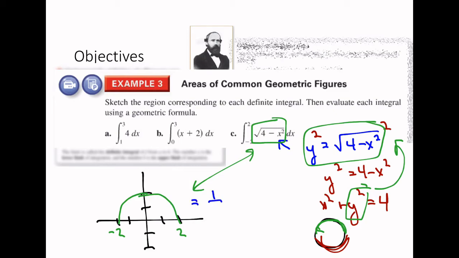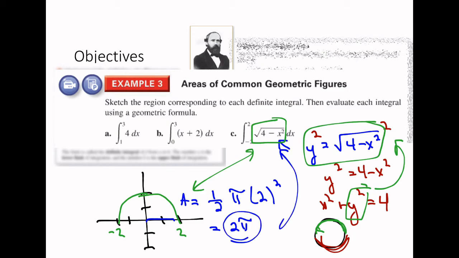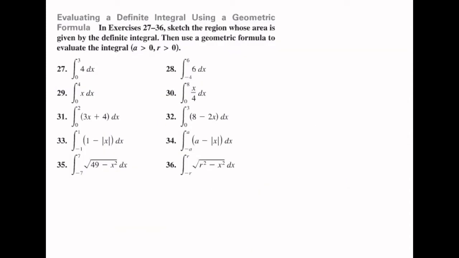Those are the only possibilities you'll have right now, because here you could say that area is 1/2, because it's a half of a circle, times pi r squared, because the radius of this circle is 2. So that's 4 pi, and that's a half of 4 pi, so that's 2 pi. So that integral value is 2 pi. Alright, next.